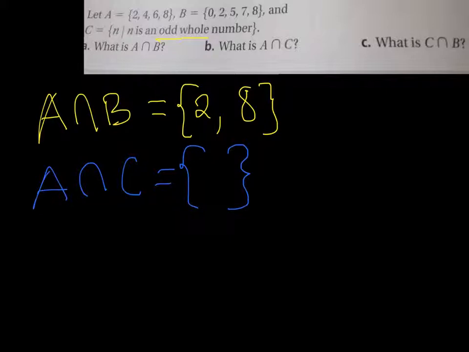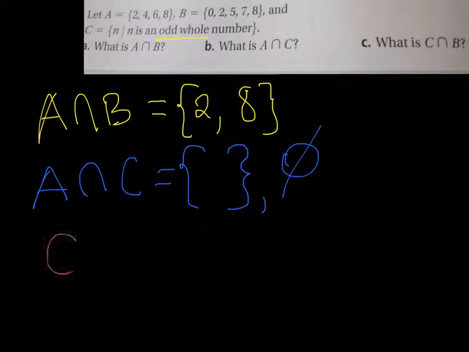So there's no overlap between these two, and their intersection is the empty set, which again, you can write with these braces with nothing in them, or you can write it with a 0 and a slash through it. Either one of those signifies the empty set. All right, now let's look at C.